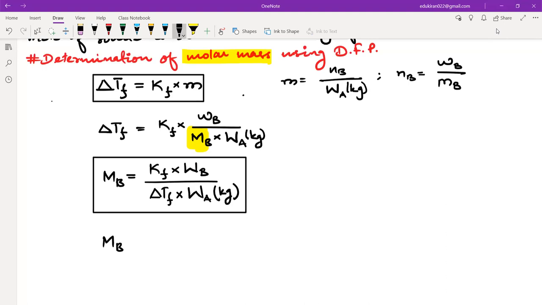Now, in terms of kg, it will be like this. But I can write the same equation as KF into WB upon delta TF into WA. Now, if I want to write WA in terms of grams, then I will have to divide it by 1000, and dividing by 1000 is the same as multiplying by 1000 in the numerator. Here you can use WA in grams, but I will again suggest that you use this formula. It is better, because KF has the unit Kelvin kg per mole, and WA also has the unit kg, so kg and kg get cancelled. So this is more important.